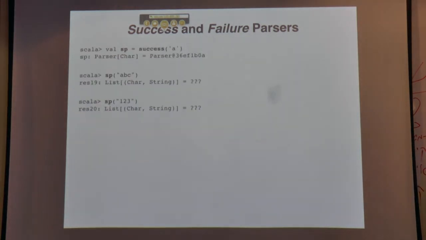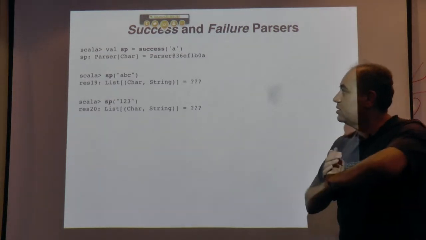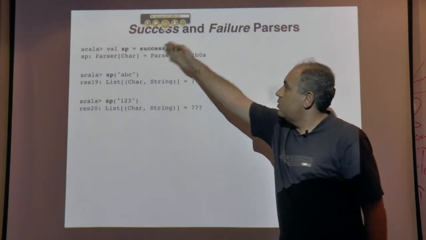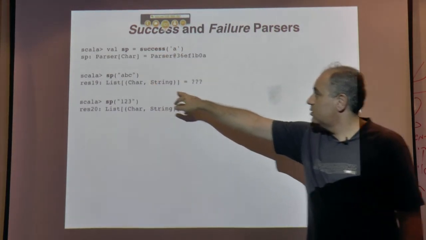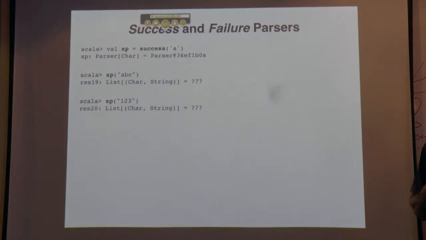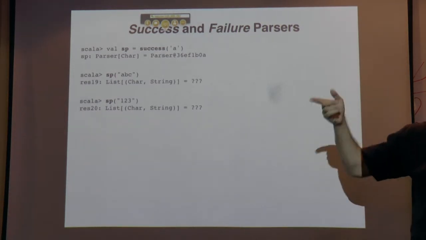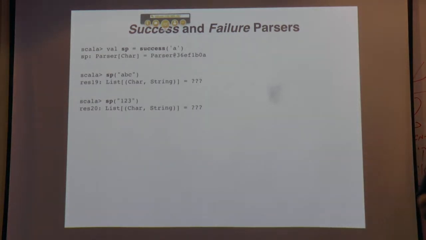Just to make sure that we understand it, we create this parser, success with A. What is the result here? A and ABC. And here, A and 1 to 3. Great. Good.